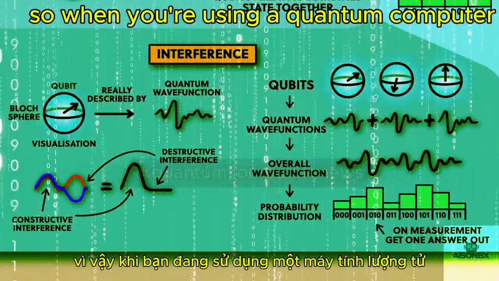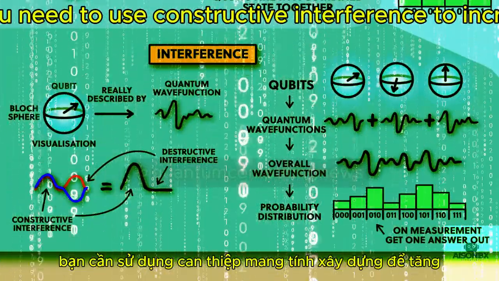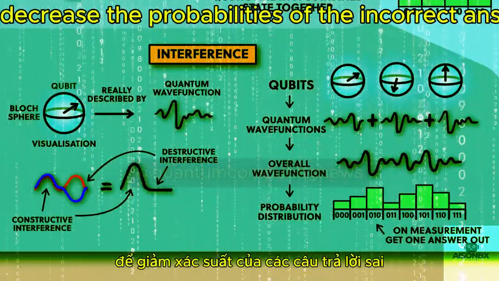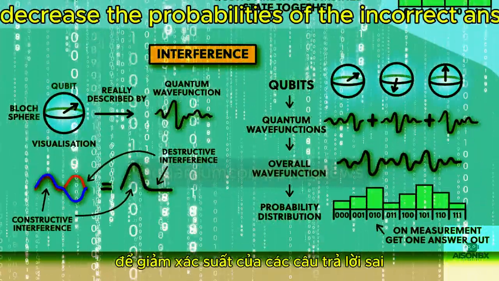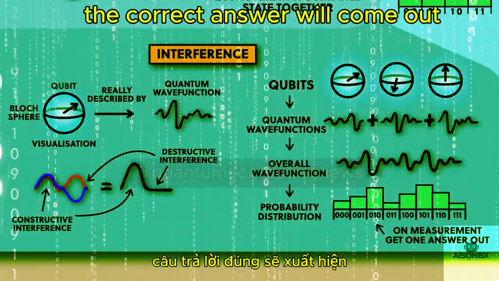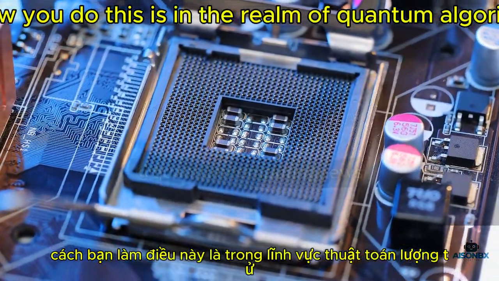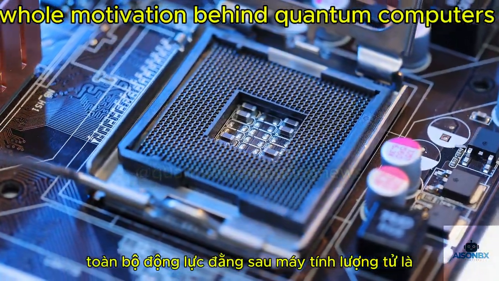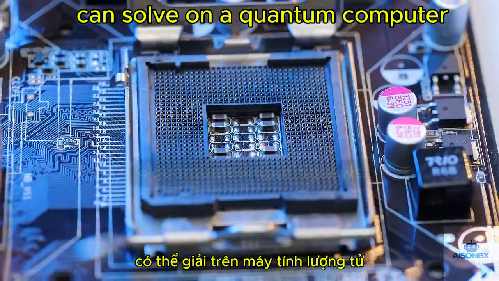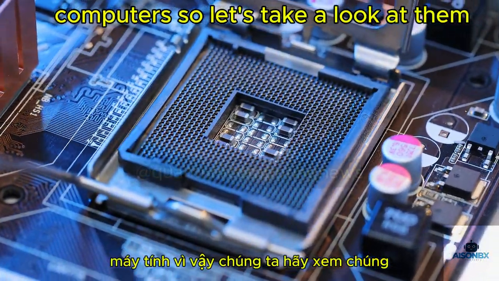So when you're using a quantum computer to solve a computation problem, you need to use constructive interference to increase the probability of the correct answer, and use destructive interference to decrease the probabilities of the incorrect answers, so that when you measure it, the correct answer will come out. Now, how you do this is in the realm of quantum algorithms. And the whole motivation behind quantum computers is that theoretically there are a bunch of problems that you can solve on a quantum computer that are thought to be intractable on classical computers. So let's take a look at them.